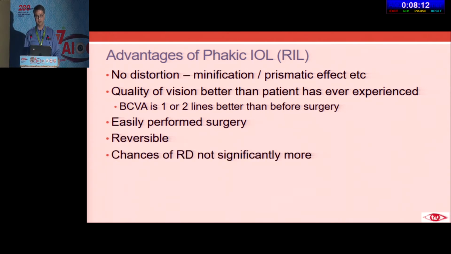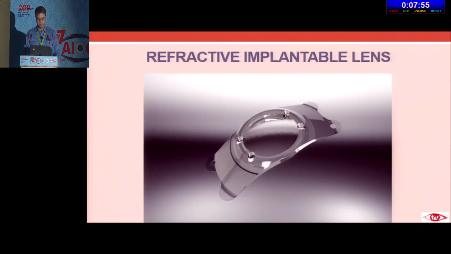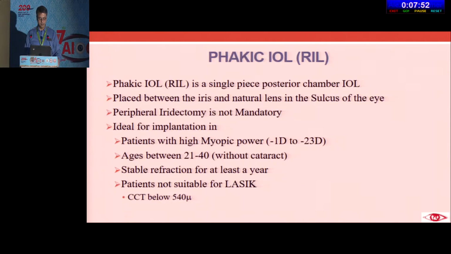If there is any problem, or the patient is not happy, you can always pull it out, not like LASIK. Chances of RD are not significantly more after this. You're not removing the clear lens. And there is no problem with IOL power calculation when he develops a cataract, unlike LASIK. All this I'll skip because these have been covered in the previous talks. So the normal range that they talk about is 1 to 23 diopters. I have implanted 23 diopters earlier. I never thought I would do this.